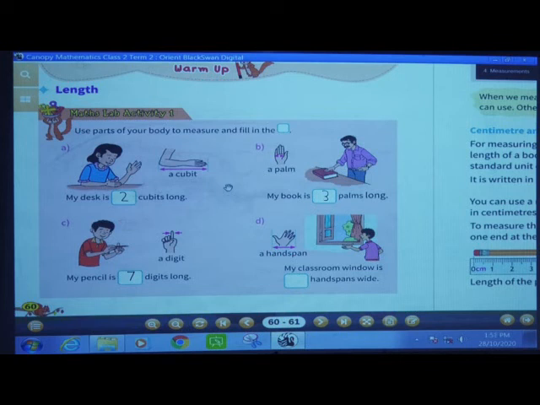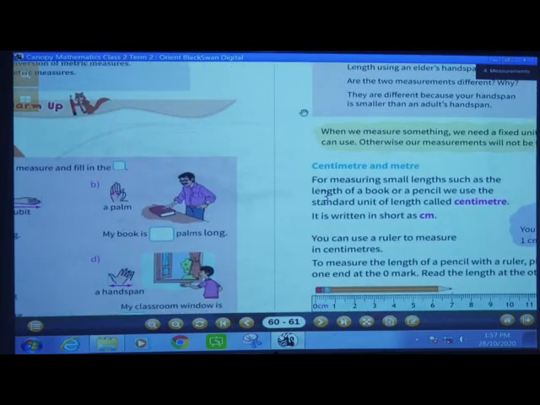These non-standard units give a rough estimate of length as they differ from person to person. Estimate means rough calculation. Okay. Now next, we will see standard units.